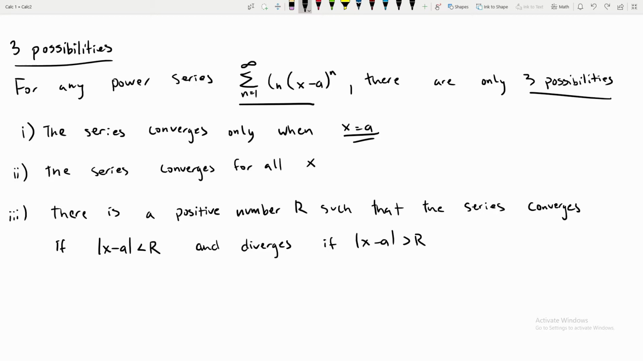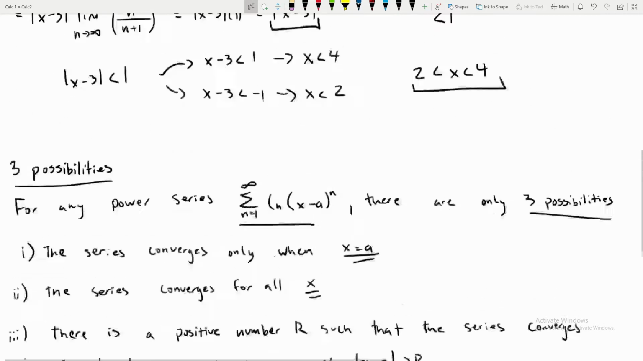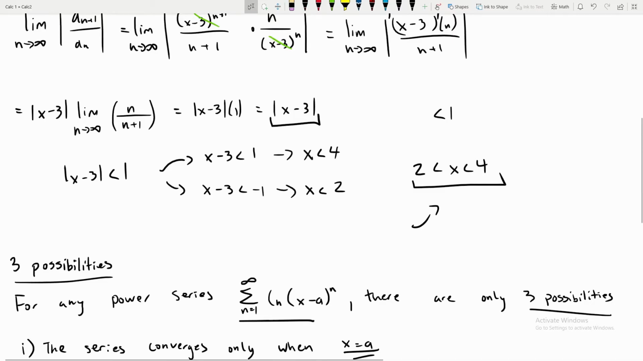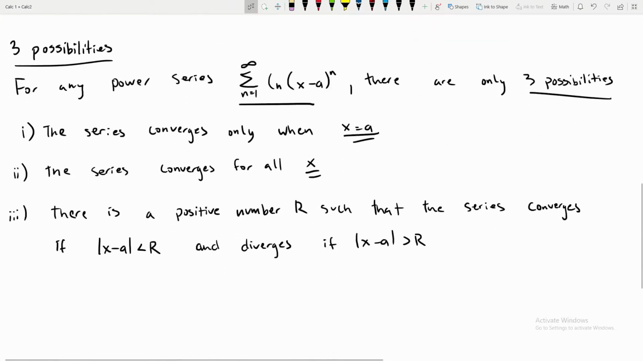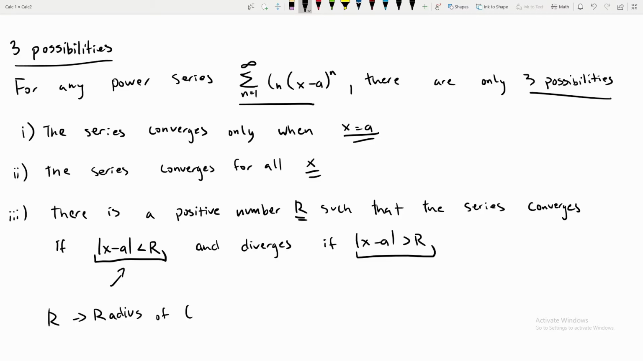Now there are other series where they converge for all x, meaning any x value, it will converge. And then, as we saw from the previous example, there are also cases where we have this kind of bound. Basically we say that there is a positive number R such that the series converges if we have this expression over here, and obviously if |x minus a| is greater than that value of R, then it's going to diverge. So this value of R is called the radius of convergence.